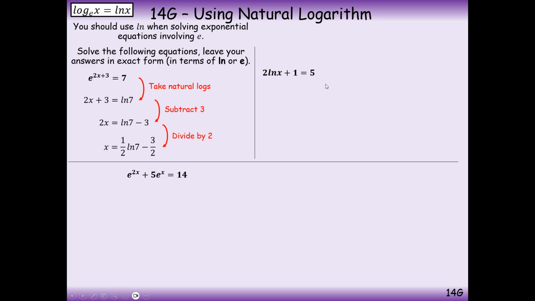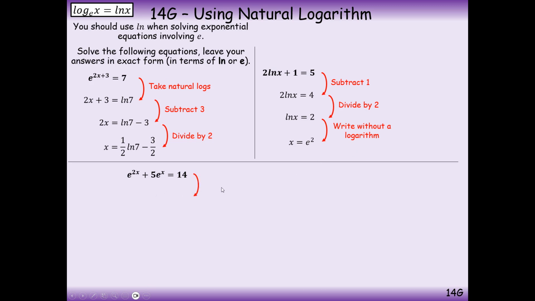For this next question on the right here, you can subtract 1 from both sides. That's simple algebra. And then you can divide by 2, because 2 is outside of the logarithm. And now you're going to use base e. x equals e squared. You don't have to evaluate it, leave it in exact form.